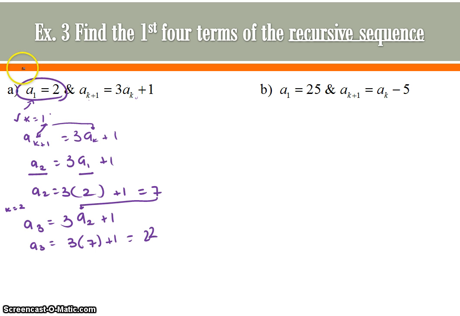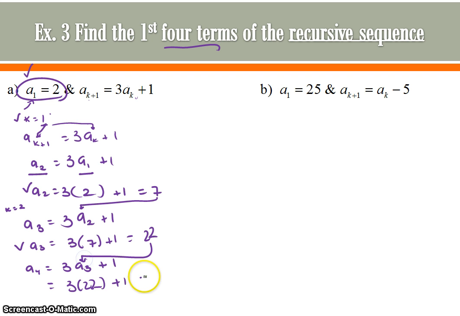Okay, so we have the first term, the second term, the third term. We want to find the first 4 terms. We're going to find the fourth term, a sub 4, which is 3 times the previous term plus 1, which is 3 times 22 plus 1, because the previous term was 22.